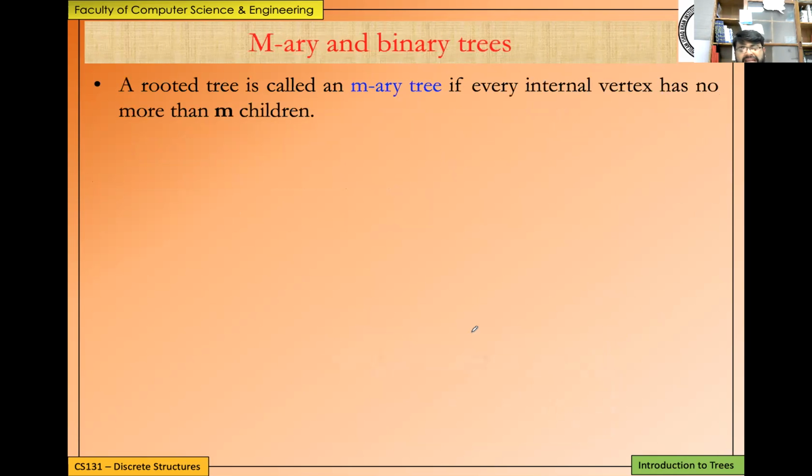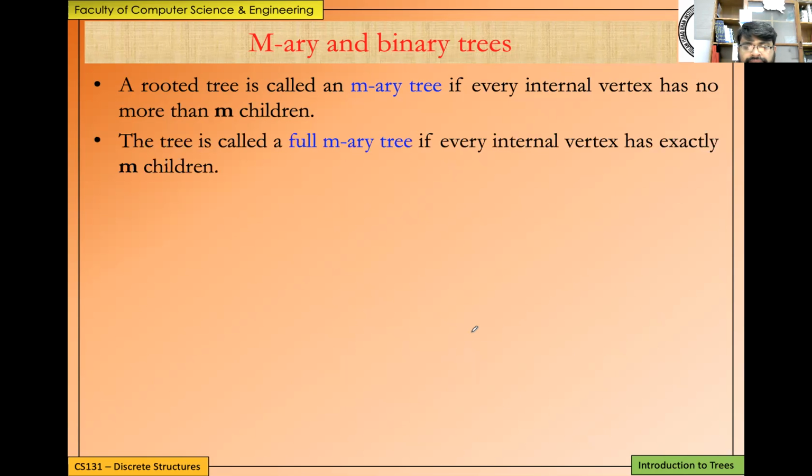So let's talk about m-ary and binary trees. If the previous example is clear and the basic notation is clear to you, I'll then move on to the basic m-ary and binary tree definition. A rooted tree is called an m-ary tree if every internal vertex has no more than m children. So if each of the internal vertices has at most m children, then the rooted tree is called an m-ary tree, right? The tree is called a full m-ary tree if every internal vertex has exactly m children.